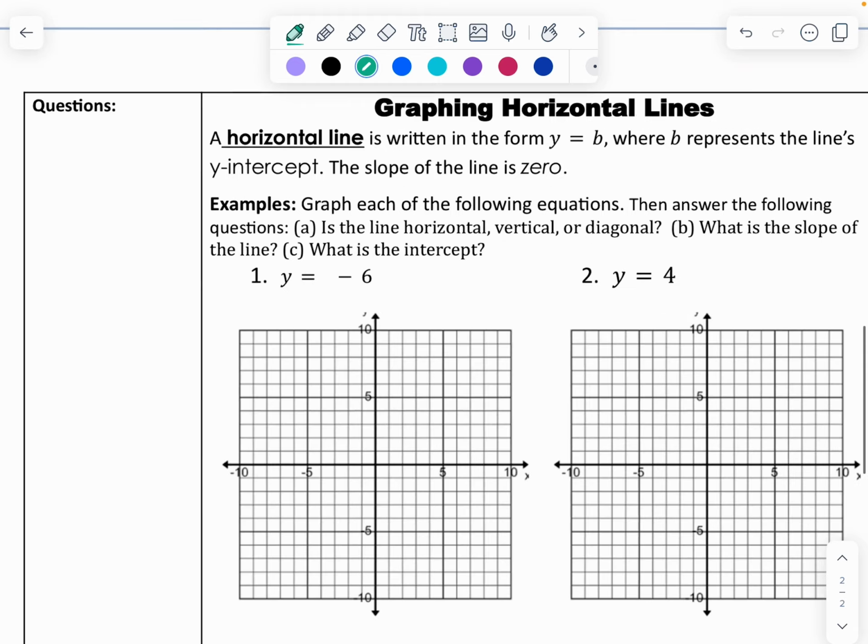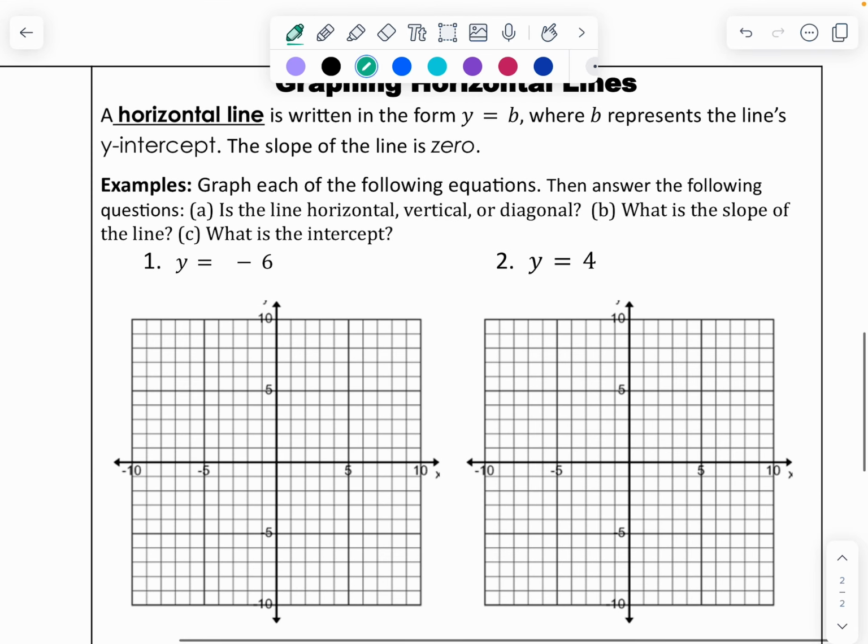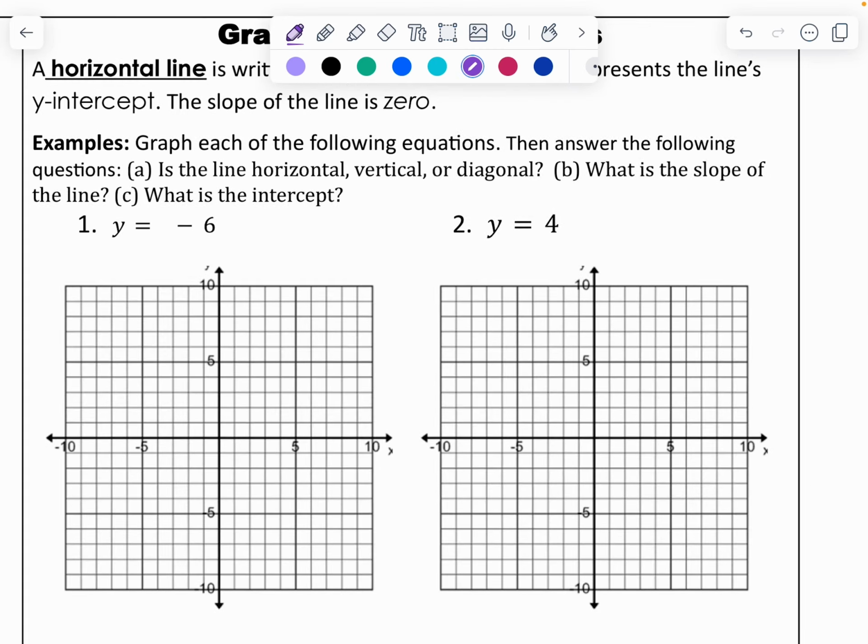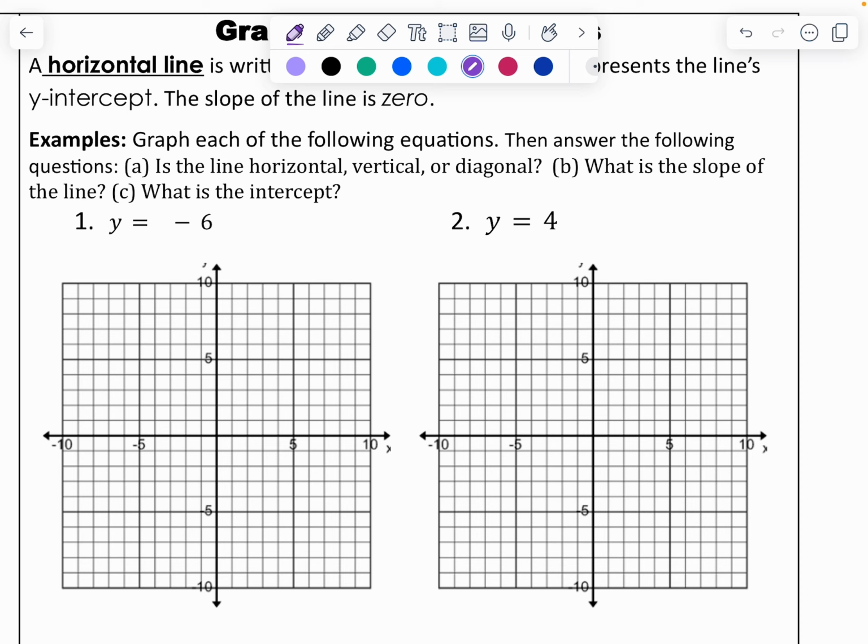So let's start with horizontal lines. We're going to graph the line. First, we're going to decide, is it a horizontal, vertical, or diagonal line? State what the slope is and what is the intercept. So for my horizontal graphs, number 1, y equals -6. That y immediately tells me this is a horizontal line because of HOY. So the answer to the first question is it's a horizontal line.